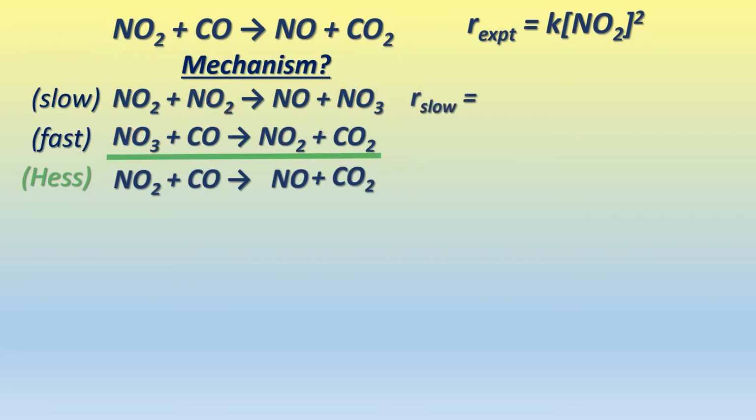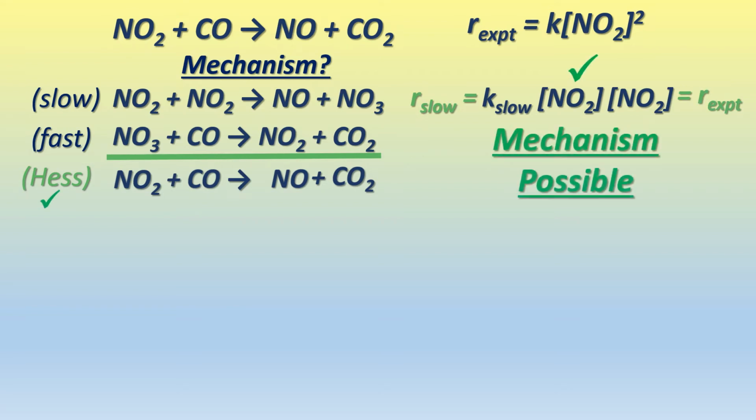The second step, I look at the rate of the slow step. As mentioned, each individual step is first order, so it only depends upon the concentration of each individual reactant. Also, all rate laws are the same. So the slow step is going to be equal to a k for the slow step times the concentration of the first reactant, NO2, times the concentration of the second reactant, NO2, or essentially the slow step is equal to some constant times NO2 squared. So it's equal to the experimental rate law. Therefore, this mechanism has been proved to be possible.